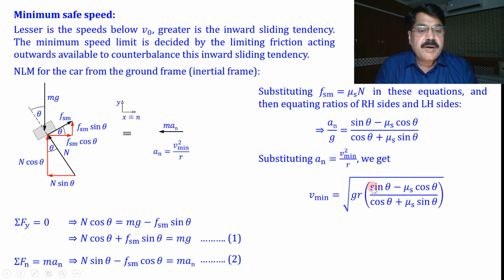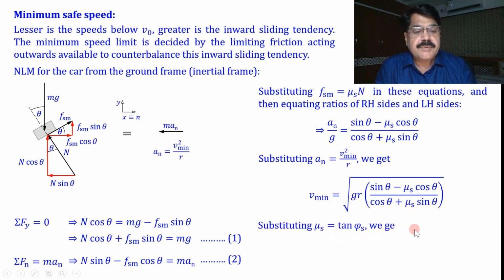Again we do the same manipulation. We divide the numerator and denominator by cos theta. So we get tan theta minus mu_s upon 1 plus mu_s tan theta, and substituting mu_s equal to tan phi_s, we get a simple relation: v_min is equal to the square root of g R tan(theta minus phi_s). This will help us to remember the result. For optimum speed or design speed, it was root g R tan theta. For maximum, root g R tan(theta plus phi_s). For minimum, root g R tan(theta minus phi_s).